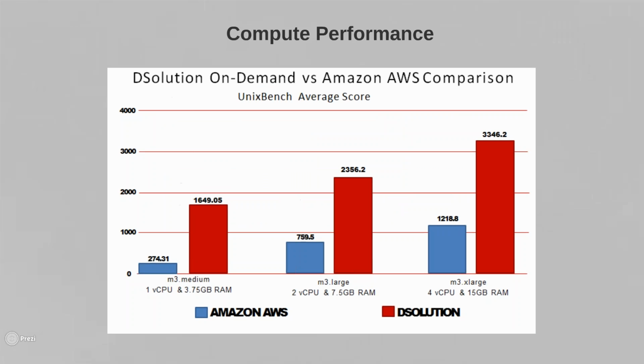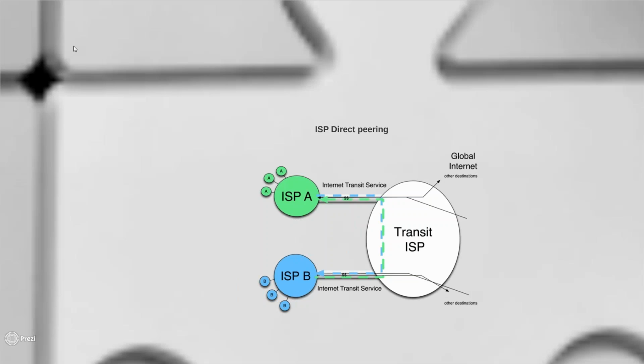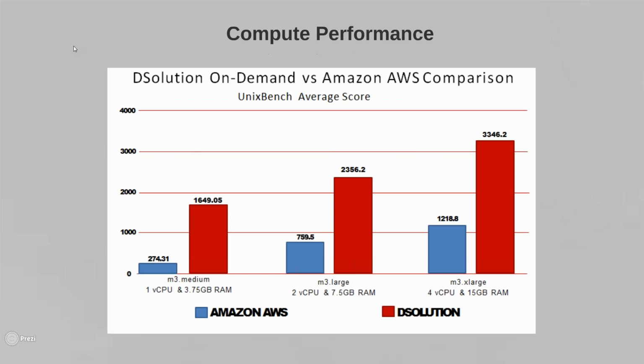Now we've put together for you some compute performance benchmarks. There we go, some performance benchmarks for you. We've taken an example, which is Amazon AWS M3 instances, one of the most popular instances. We all know Amazon AWS is one of the first cloud computing providers. And we've taken the exact same specification as those instances.